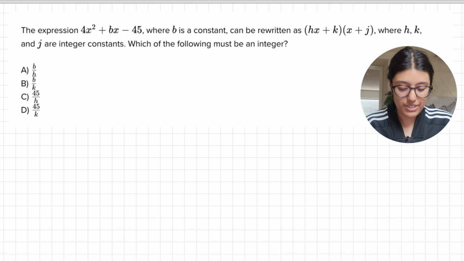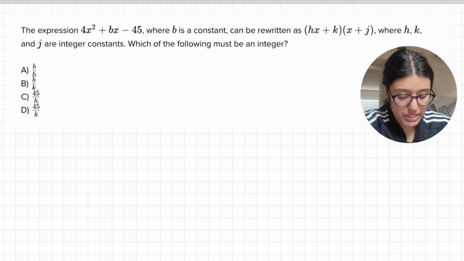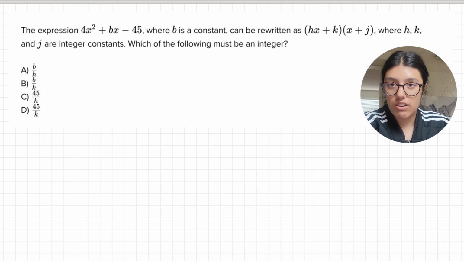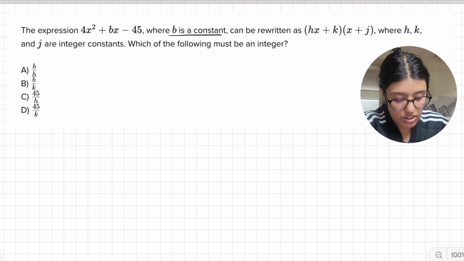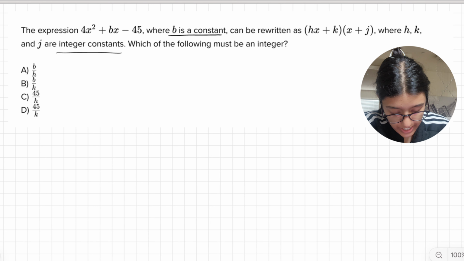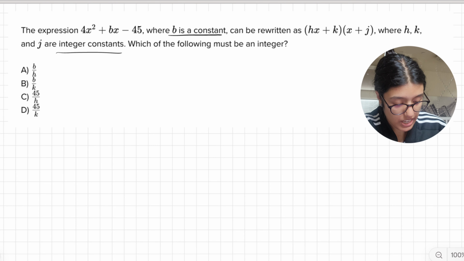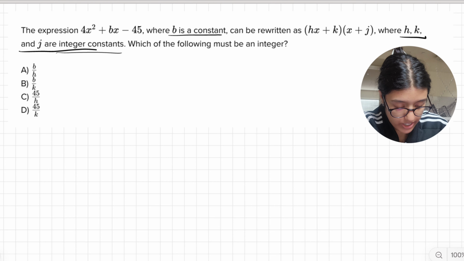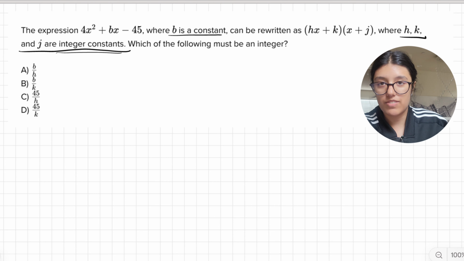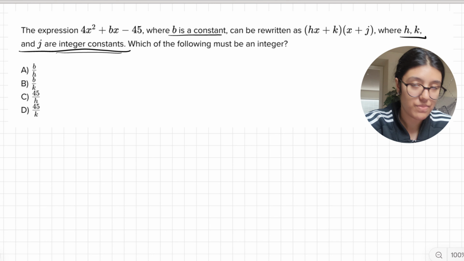Alright, so now on to our next problem. The expression 4x squared plus bx minus 45, where b is a constant, can be rewritten as hx plus k times x plus j, where h, k, and j are integer constants. Which of the following must be an integer? The options are b over h, b over k, 45 over h, 45 over k. So they're asking which of these options has to be an integer. And just keep in mind, h, k, and j are also all integers. But once again, an integer divided by an integer doesn't always give you an integer, so there's that.